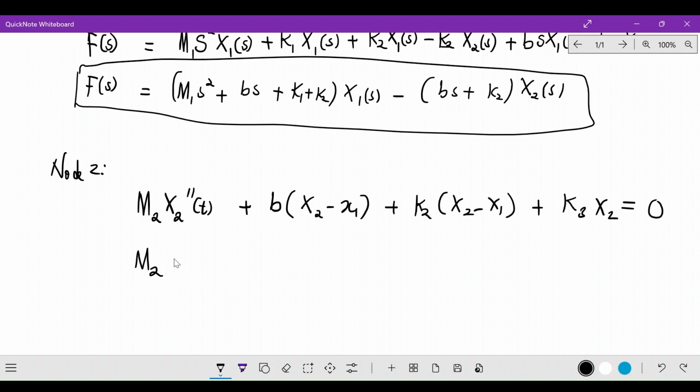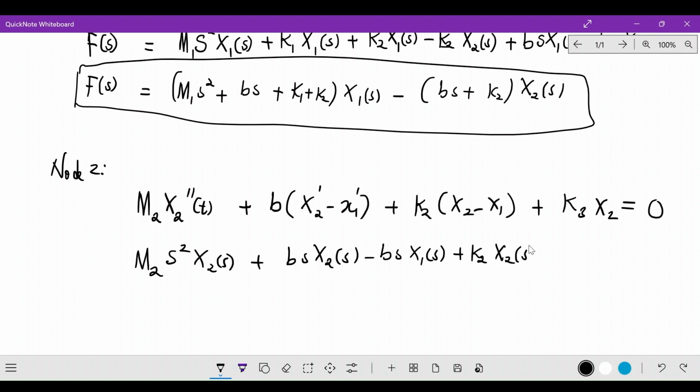Okay, this is m2s squared times x2 of s plus bs x2 of s. These are derivatives, right? B times c, the derivatives. Okay, minus bs x1 of s plus k2 x2 of s minus k2 x1 of s plus k3 x2 of s. This is equal to 0.